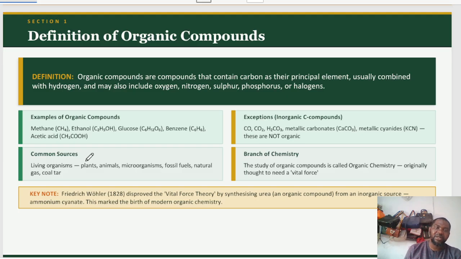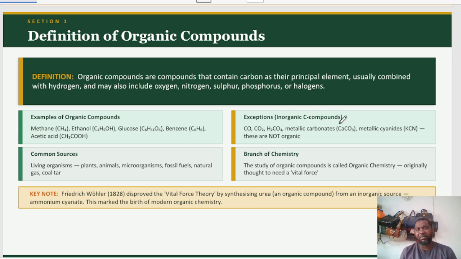And the common sources. The word organic means it is coming from a living source. So you have plants, animals, microorganisms, and fossil fuels, natural gas, coal tar. Those are the common sources of organic compounds. But there are exceptions.